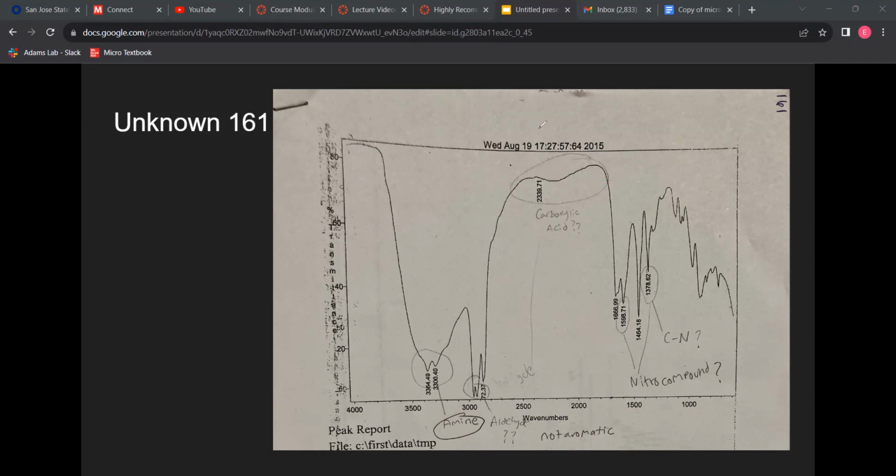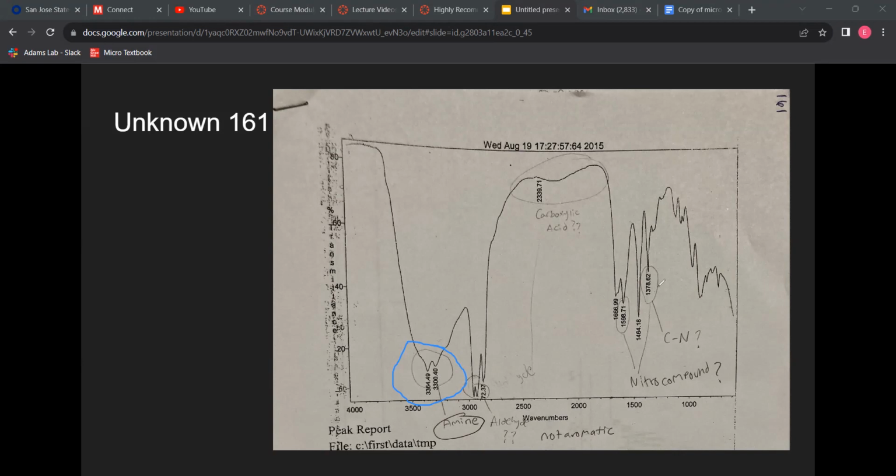Now, the next thing I noticed is there are no triple bonds because there's nothing around 2200 that would indicate it. The next one that I determined was that there is an amine compound in there somewhere because there are pretty strong peaks between 3300 and 3500. My two peaks are 3300 and 3364, and the two peaks indicate two hydrogens, so I'm looking for an NH2 connected to my carbon structure.